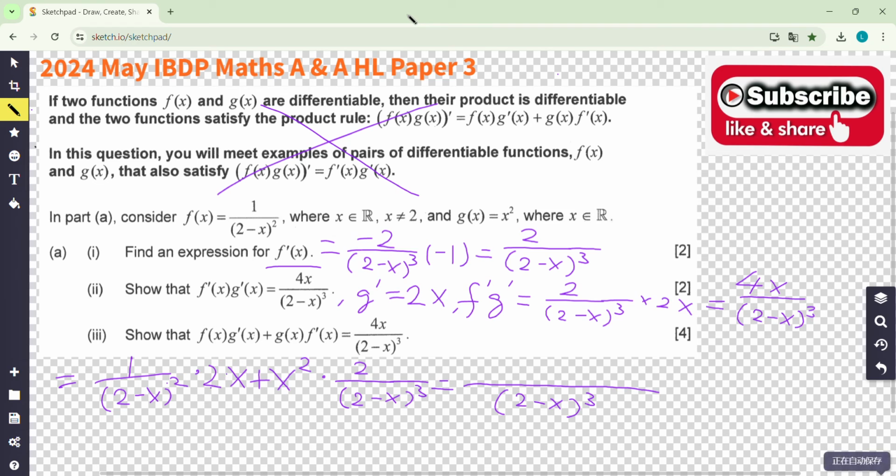First one, you have 2x and then (2 minus x). So the first one is 2x(2 minus x). The next one is plus 2x squared. You see, the 2x squared cancels out. So it becomes 4x over (2 minus x) cubed. So that is part A.